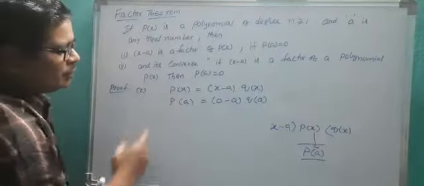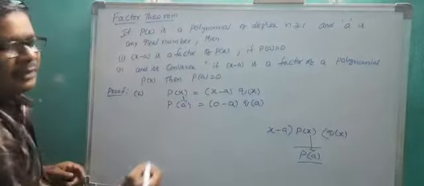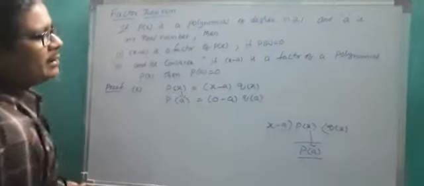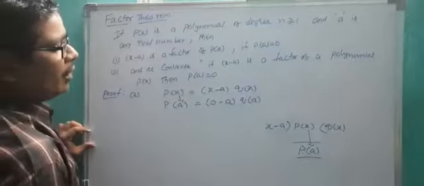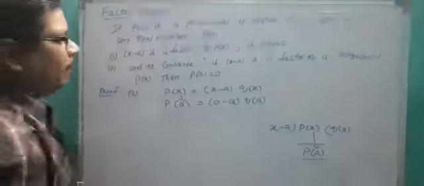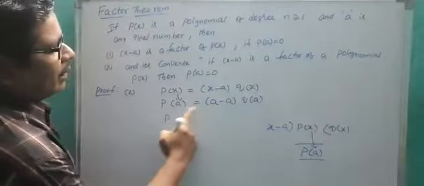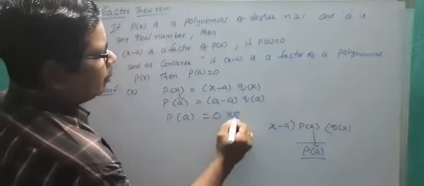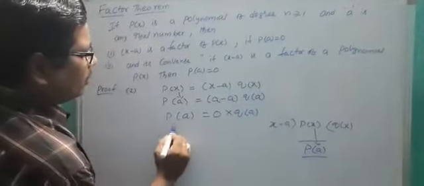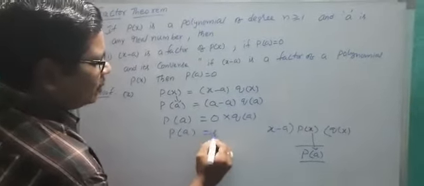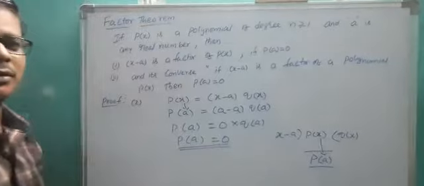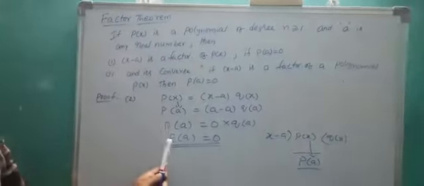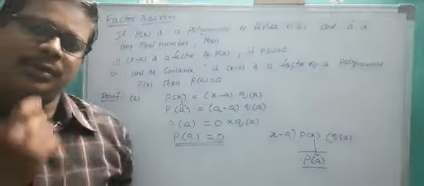Now, if you substitute a instead of x, we get a minus a into q of a. So a minus a equals 0, into q of a. 0 into anything equals 0. Now the remainder equals 0. So if x minus a is a factor of p of x, then the remainder p of a equals 0. Okay, thank you.